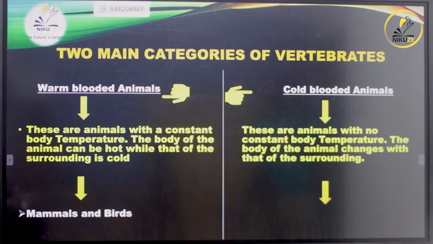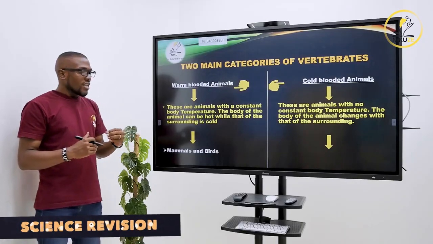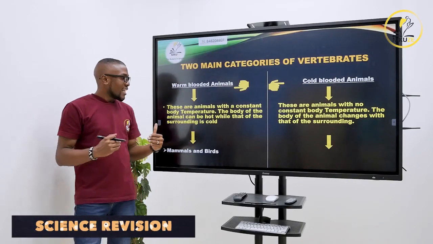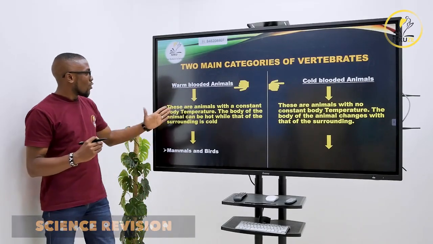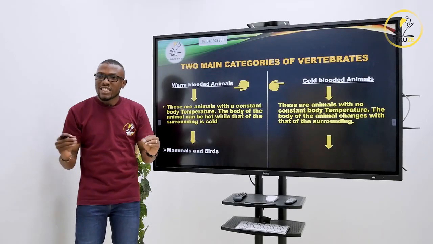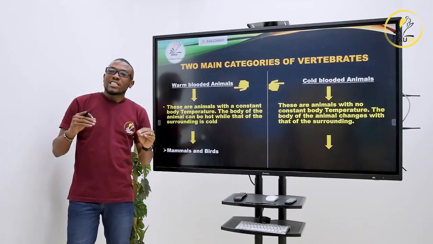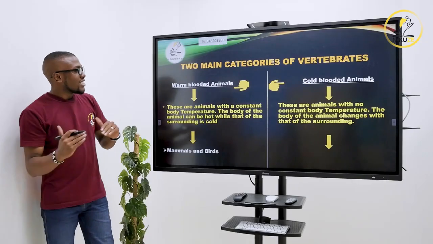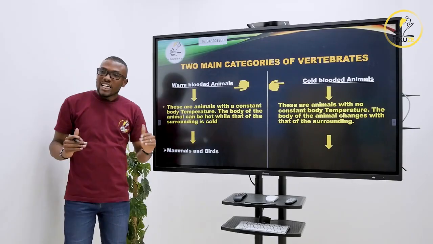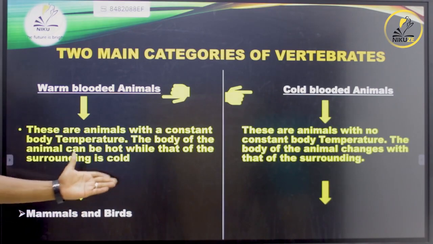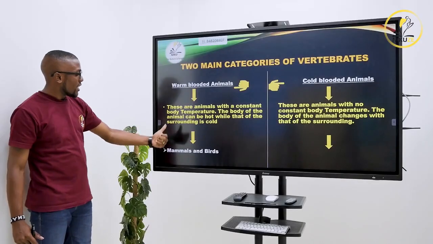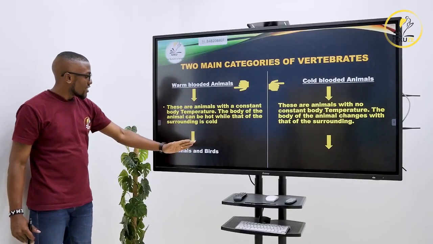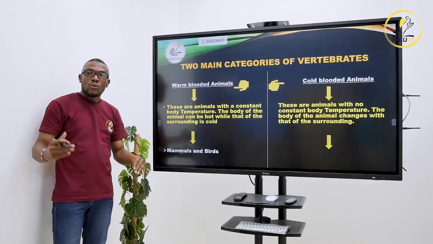The warm-blooded animals are animals with a constant body temperature. The body of the animal can be hot, for example, while that of the surrounding is cold. It means that this kind of animal's temperature does not change. It is not affected by the temperature of the surrounding, so its temperature remains constant. Such animals are the mammals and the birds. Mammals, we are going to look at deeper when we proceed.